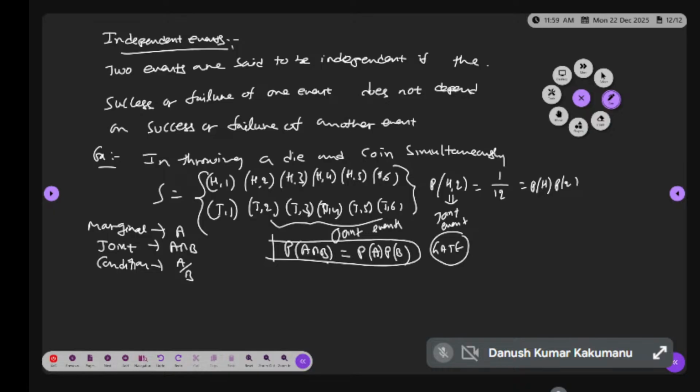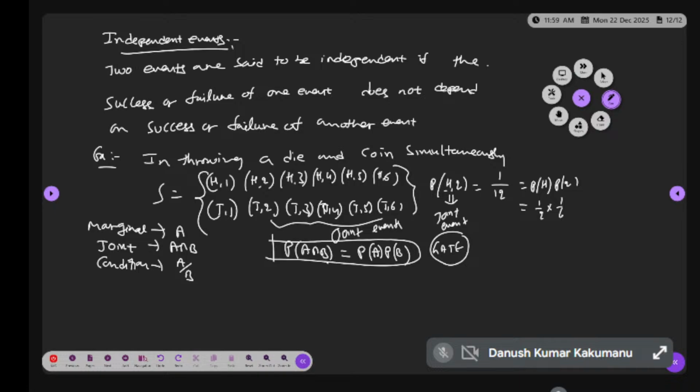In throwing a die and coin simultaneously, this is the example. Probability of H comma 2 is equal to the product of their individual probabilities, 1 by 2 into 1 by 6. What is 1 by 2 into 1 by 6? It is 1 by 12. The condition is P of A intersection B is P of A into P of B. That is for independent events. You are understanding?